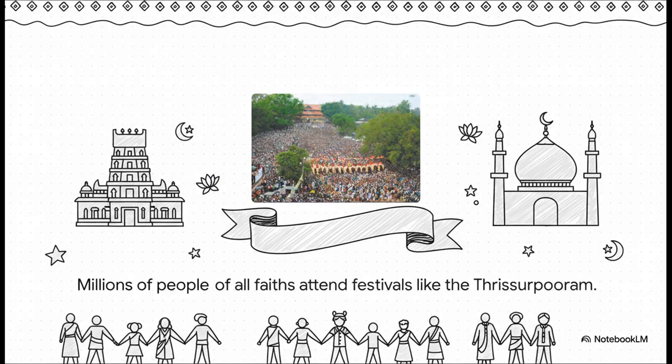And when it comes to religion, there's this long, rich tradition of accommodation. Look at this incredible photo from the Thrissur Puram festival. Major religious festivals and pilgrimage sites often attract people of all faiths. This shared participation in really important sacred events creates these incredibly powerful bonds of unity.